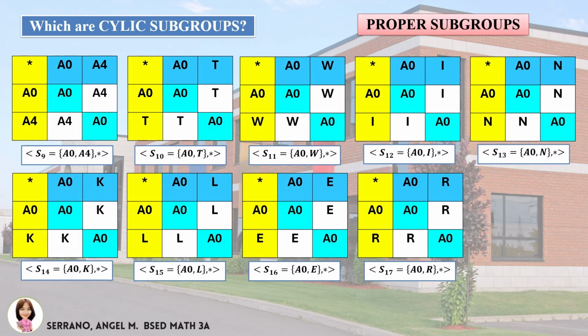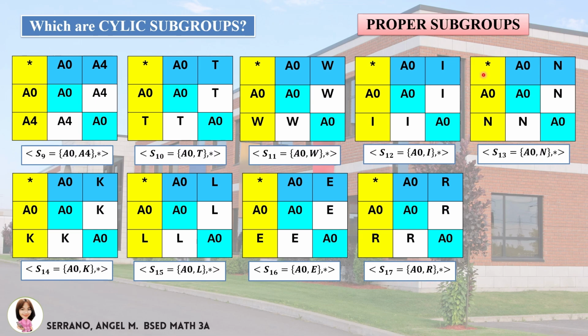Let's now proceed to the proper subgroups of order 2. So we have the group of S sub 9 under binary operation star, the group of S sub 10, the group of S sub 11, the group of S sub 12, the group of S sub 13, the group of S sub 14, the group of S sub 15, the group of S sub 16, and then the group of S sub 17, all under binary operation star.